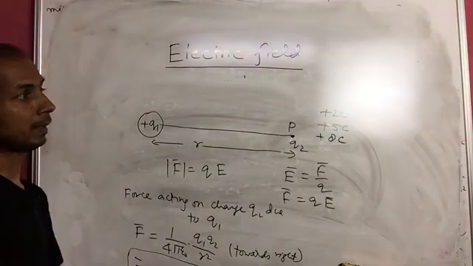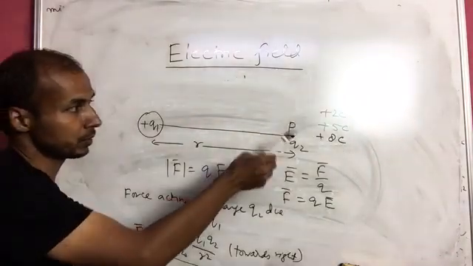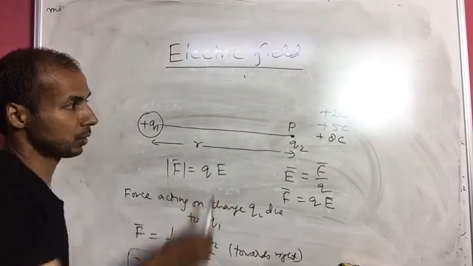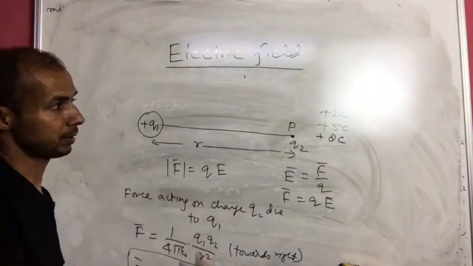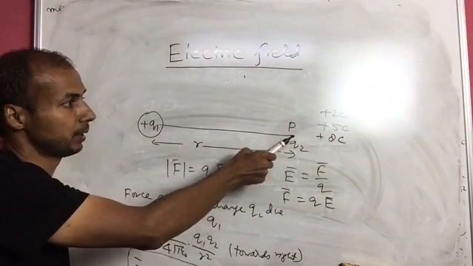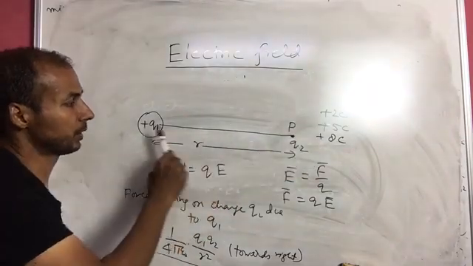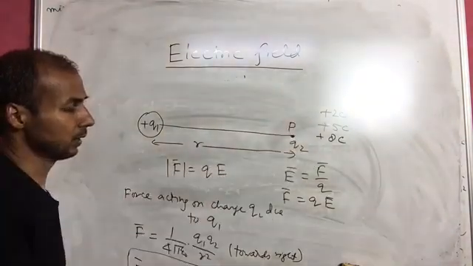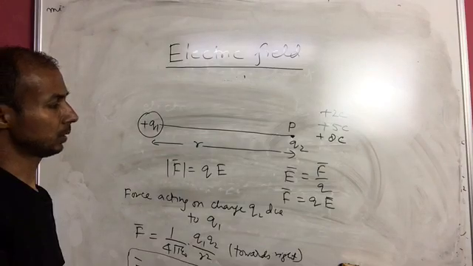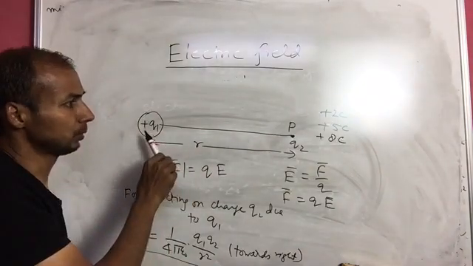So the electric force that is acting on each of the charges will depend on the value of this charge also, as well as this charge and the distance. But the electric field at this point will not depend on the values of these charges. Correct? Because that electric field is due to this.